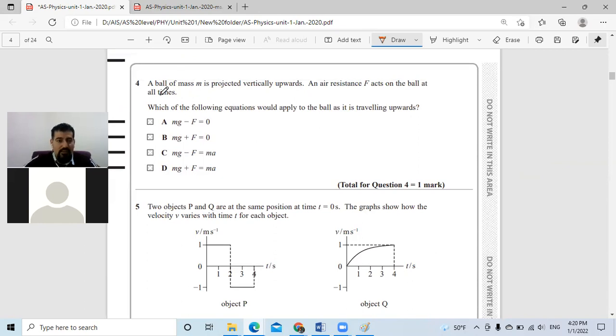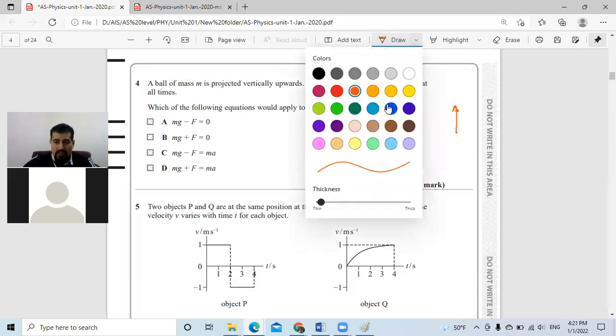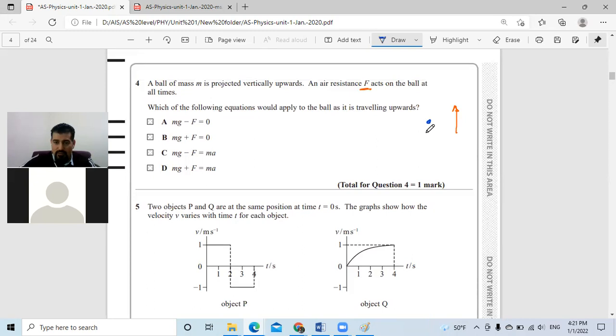Next, what they ask. A ball of mass M is projected vertically upwards, and the air resistance friction force F acts on the ball at all times. Which of the following equations would apply to the ball as it travels upwards? So it's moving upwards. What are the forces acting on it? There's weight, and also the friction force. So the weight and the friction force act in the opposite direction.